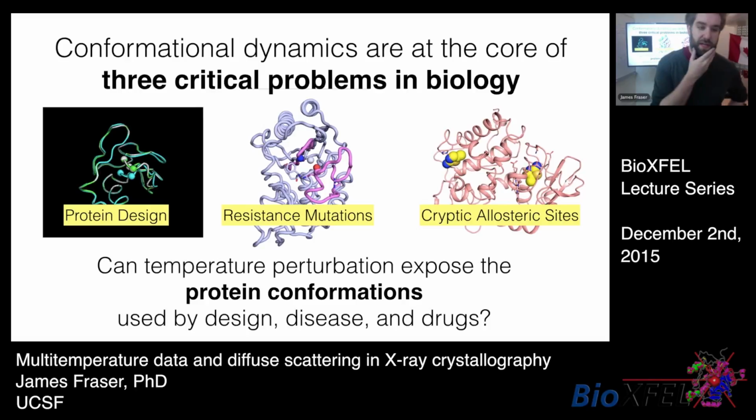All right, so we're interested in these sorts of problems of conformational heterogeneity and our failure currently to rationalize the action of mutations or discover new binding sites. One of the key questions we've been asking over the past few years is, can temperature perturbation expose the protein conformations that we really care about in these biochemically interesting systems?